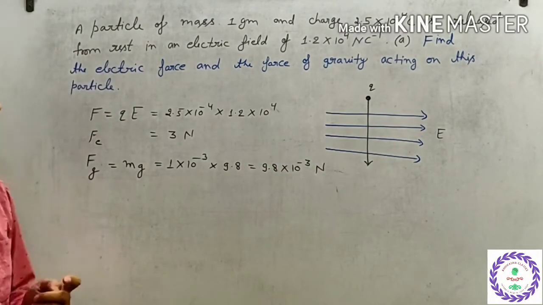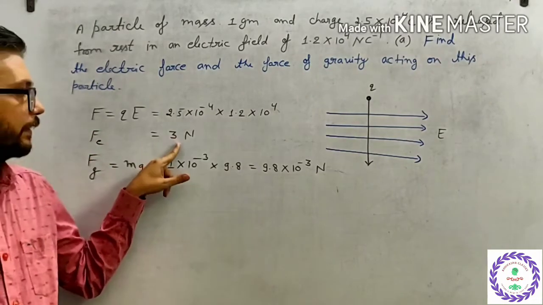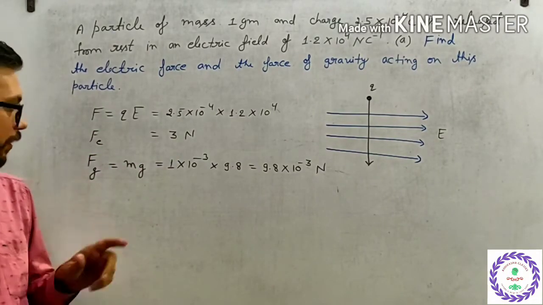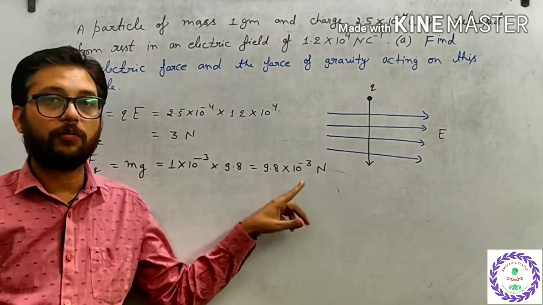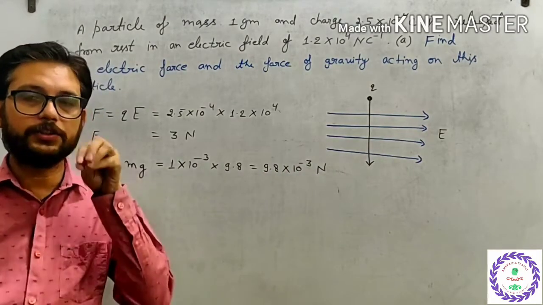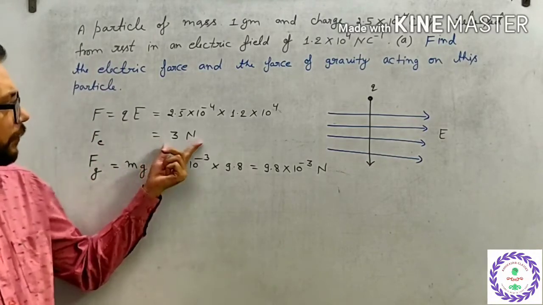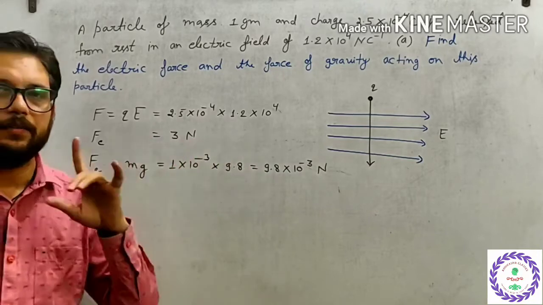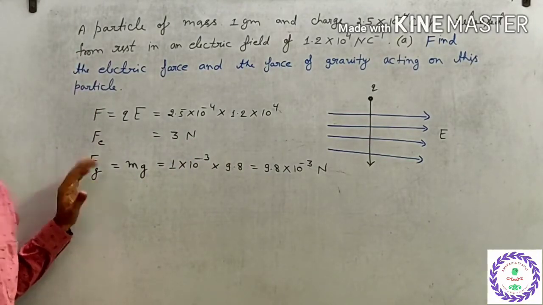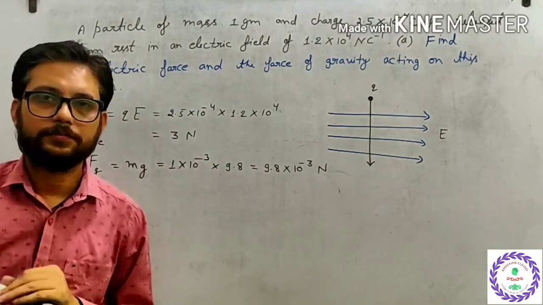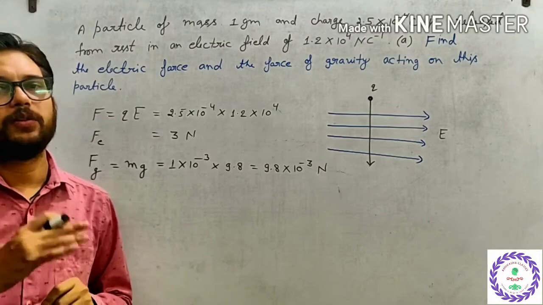Now if we compare these two forces, this electric force that is 3 Newton, and this force of gravity that is 9.8 into 10 to the power minus 3, that is 0.0098. It means if we compare these two forces, then we can simply say that we can neglect the force of gravity in this question. Now we will discuss the second part of the question.